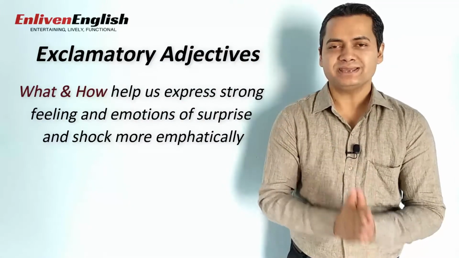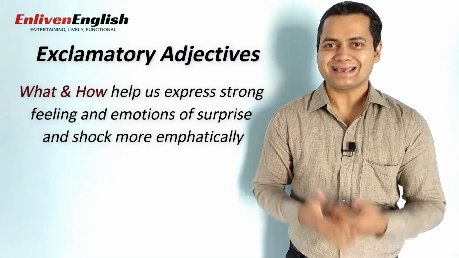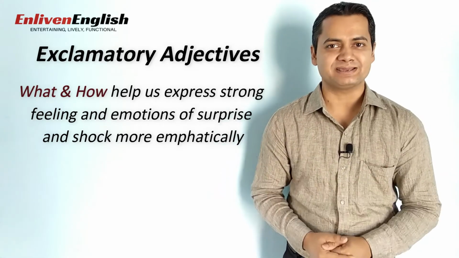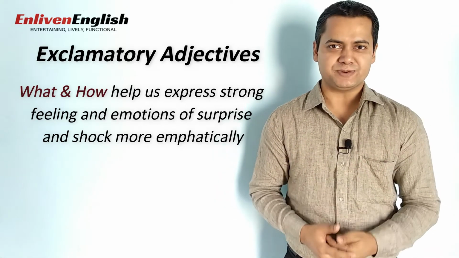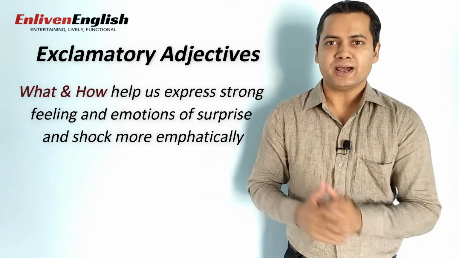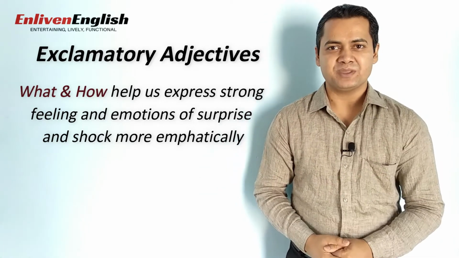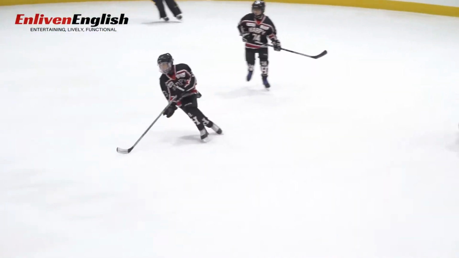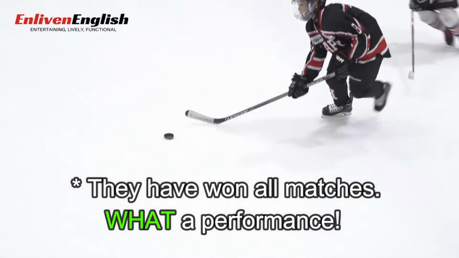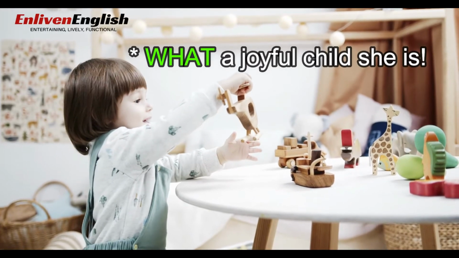Words like what and how can also be used as exclamatory adjectives to make our sentences sound more emphatic. These words help us express a strong feeling or emotions of shock and surprise more emphatically. Let's see some examples. They have won all matches. What a performance! What a joyful child she is!